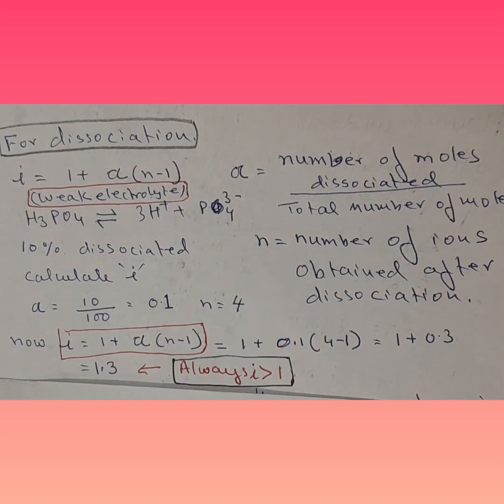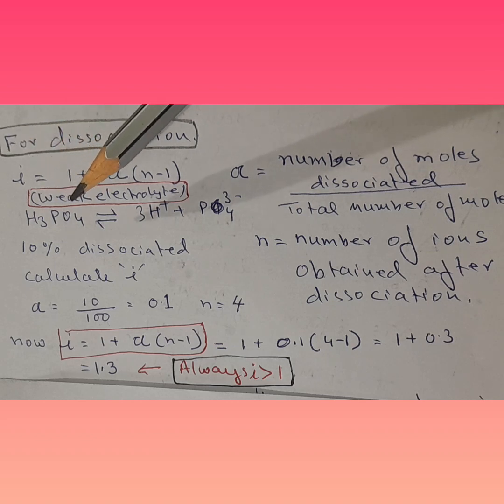Okay guys, let's understand Van't Hoff factor i. The formula for Van't Hoff factor i is 1 plus alpha into (n minus 1). Now this alpha is the degree of dissociation, that is, the number of moles dissociated divided by the total number of moles taken. Now, prior to getting into understanding i, we have to understand what weak and strong electrolytes are.